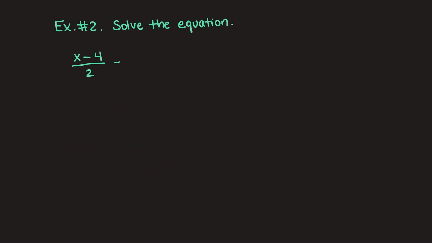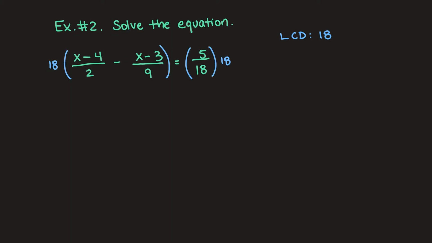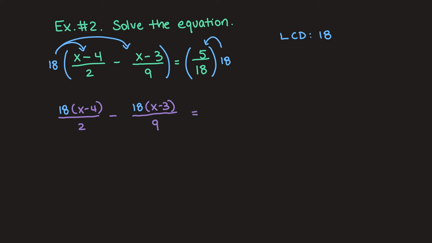For the next example, again, let's start with clearing the fractions from the rational equation. The LCD of 2, 9, and 18 is 18. So multiply both sides of the equation by the LCD of 18. Distribute this to each term while keeping the numerators written as factors for now. It'll be easier to reduce.